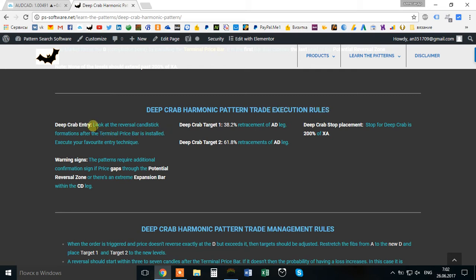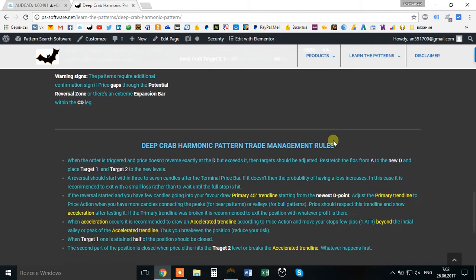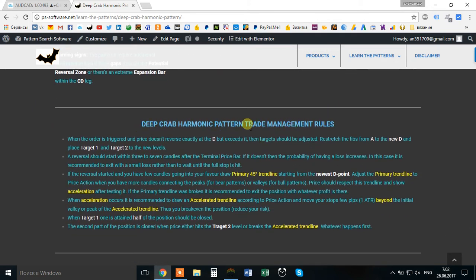Then the second but not the least one is trade execution rules: how to place your trade, how to pay attention to the warning signs. These are the pattern invalidation rules, what may invalidate the pattern. How to place your targets, conventional of course, and where to place your stop. And the next section, the third one, the last but not the least, is the trade management rules. This is the number of rules for how you should manage your trade.